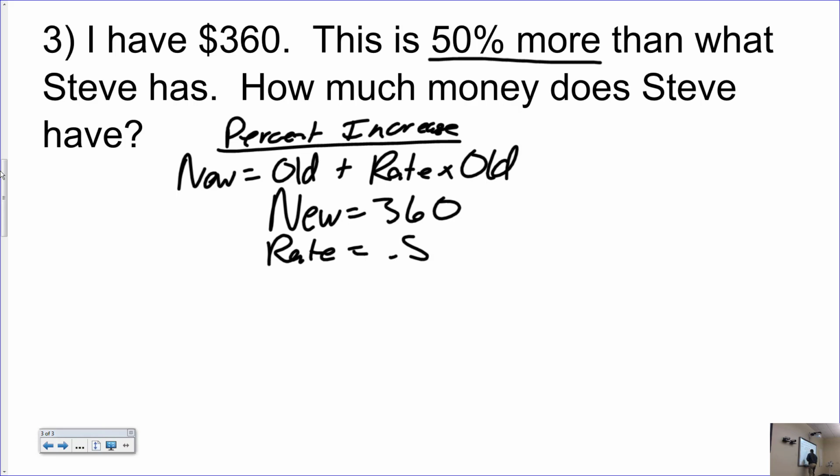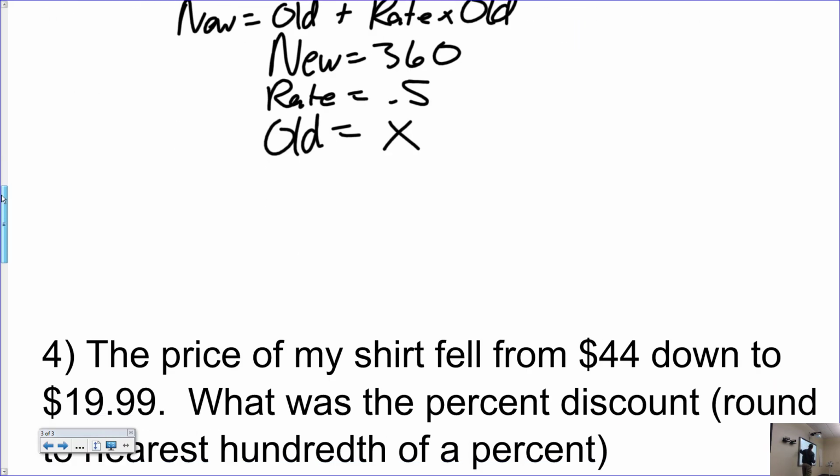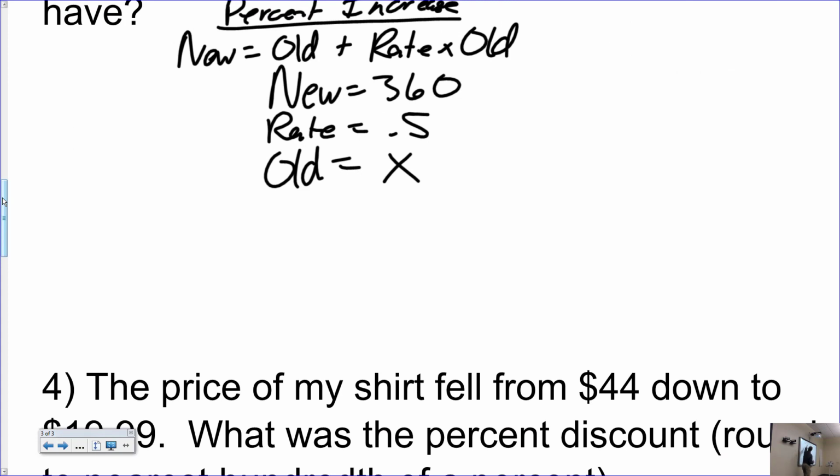Rate's 50%, and you guys can go straight to 0.5. You don't need to write the 50% out. That was pretty obvious. And in this case, the old is what's missing, and it's our x. And so now we can take these values, put them into the formula that we had, and say, great, 360 equals x plus 0.5x. What is x plus 0.5x? 1.5 x's.